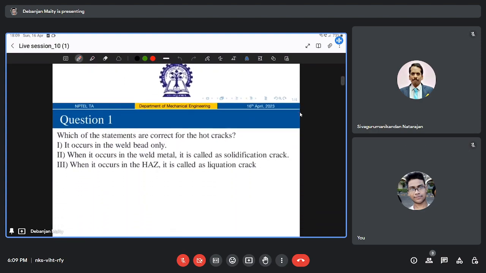The first question is regarding hot crack formation, which is mostly obvious in any kind of welding process. This is also called hot cracking, and it is also called solidification cracking.